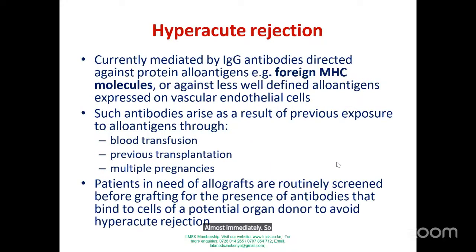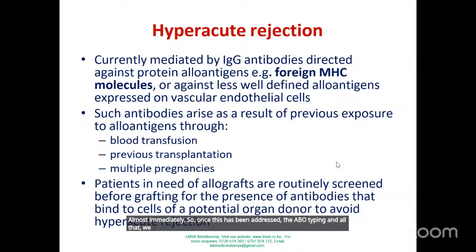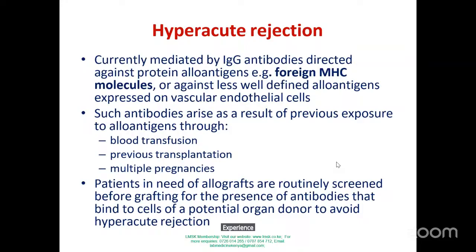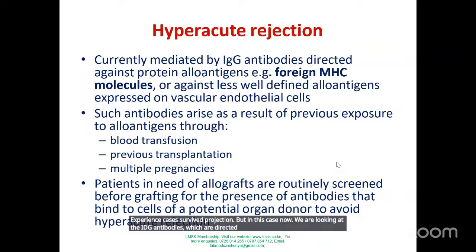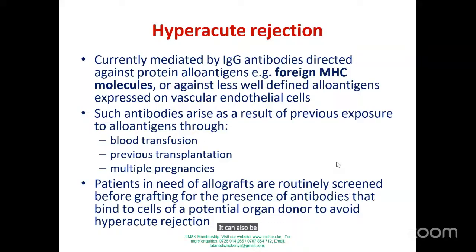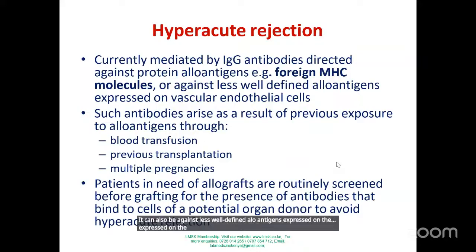Once this has been addressed, the ABO typing and all that, we can still experience cases of hyperacute rejection. But in this case, we are looking at IgG antibodies directed against protein alloantigens, such as the foreign MHC molecules or HLA molecules. It can also be against less well-defined alloantigens expressed on the vascular endothelial cells.